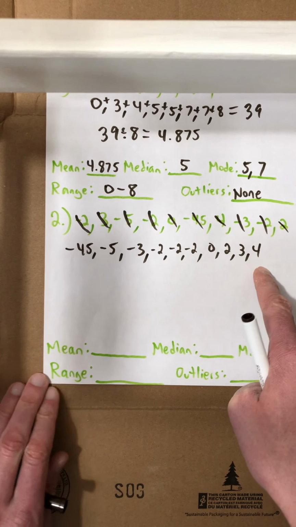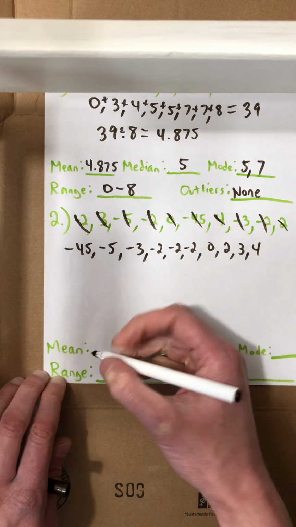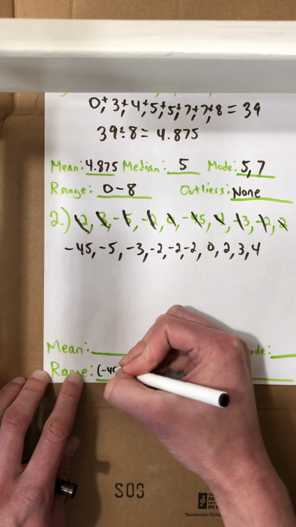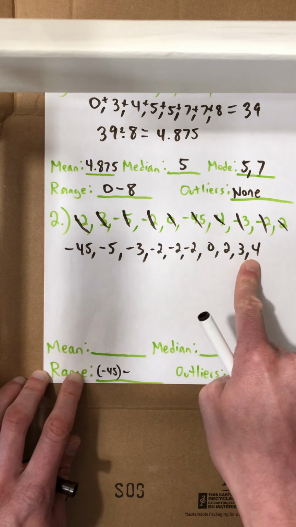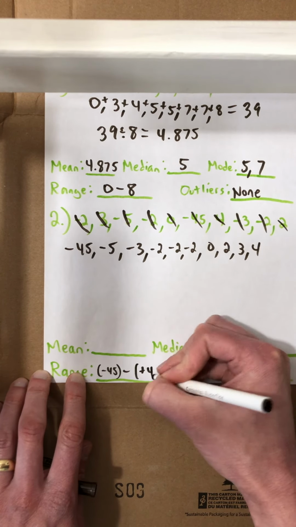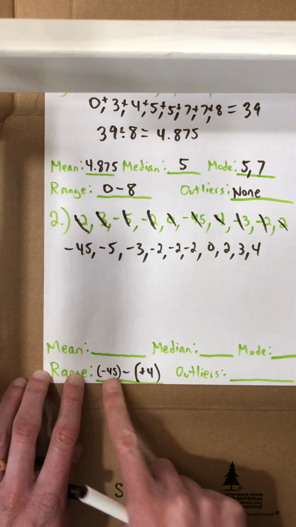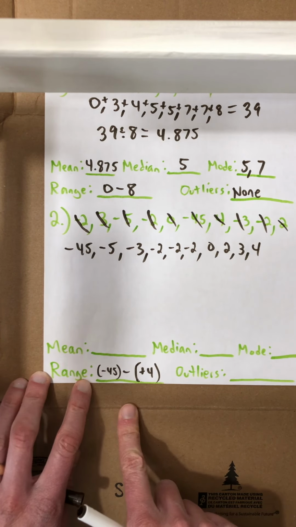So right away, let's do the range right away this time. The range starts all the way down at minus 45. Goes all the way up to positive 4. And note how I'm putting these numbers in brackets because they're integers. There's positive and negative numbers there. But there it is. That's my range.